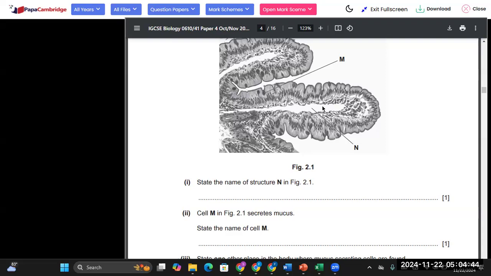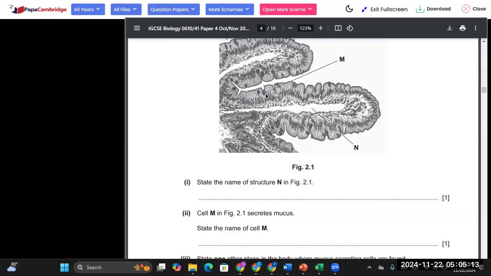It's the one in the middle, right? Yeah, the one in the middle. The lacteal. Lacteal, correct. Good. Cell M in figure 2.1 secretes mucus. State the name of cell M. Do you know what is the name of the cell M? It's the outer one. The microvilli.